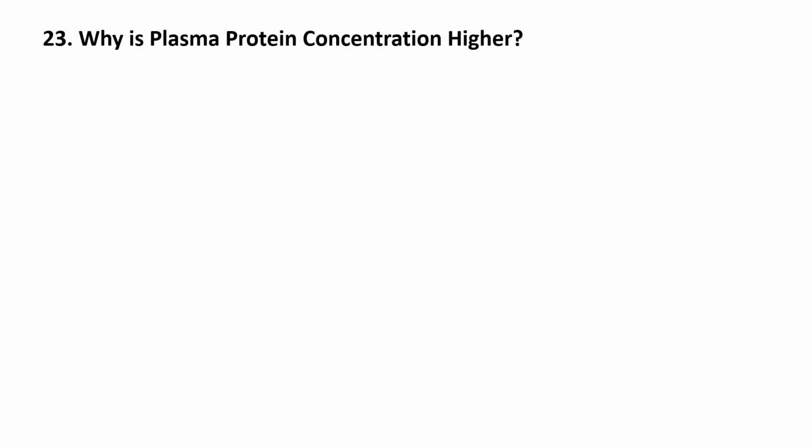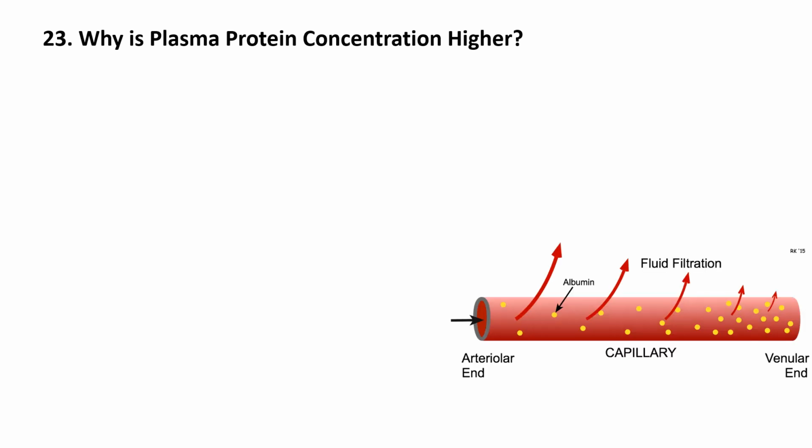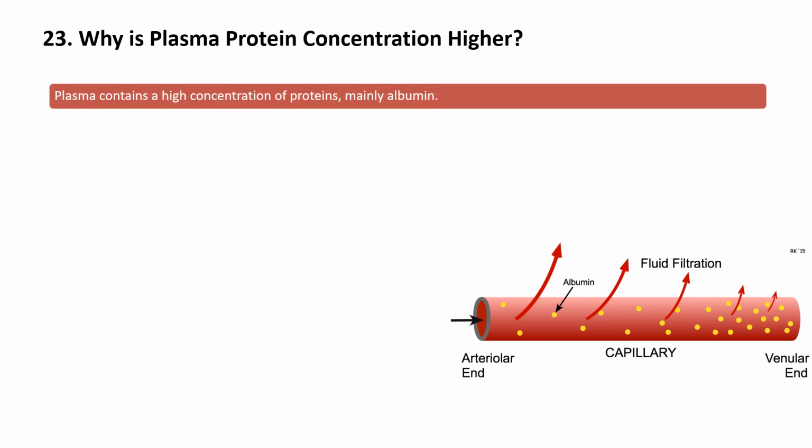The second question is, why is plasma protein concentration higher inside the capillary compared to the interstitial fluid? See, inside the capillary, the plasma protein is higher because they are not permeable through the capillaries. They cannot be filtered along with the fluid or along with the plasma because of the size, and this makes the plasma have a higher concentration of proteins, especially albumin.